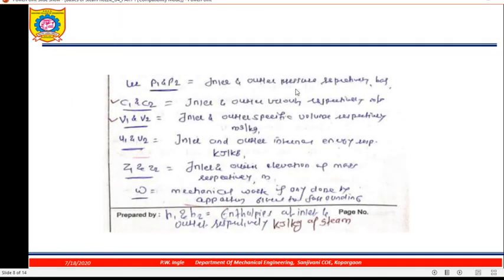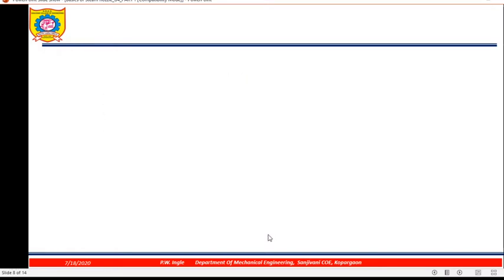Let P1, P2 be the inlet and outlet pressure in bars, C1, C2 the inlet and outlet velocities, small v1 and v2 the inlet and outlet specific volume in meter cube per kg. U1 and U2 are internal energies, Z1 and Z2 are inlet and outlet elevation, W is the mechanical work, and H1 and H2 are enthalpy at inlet and outlet.